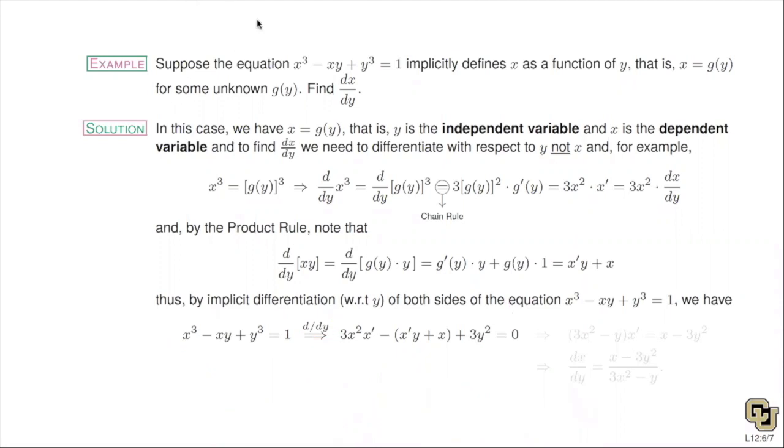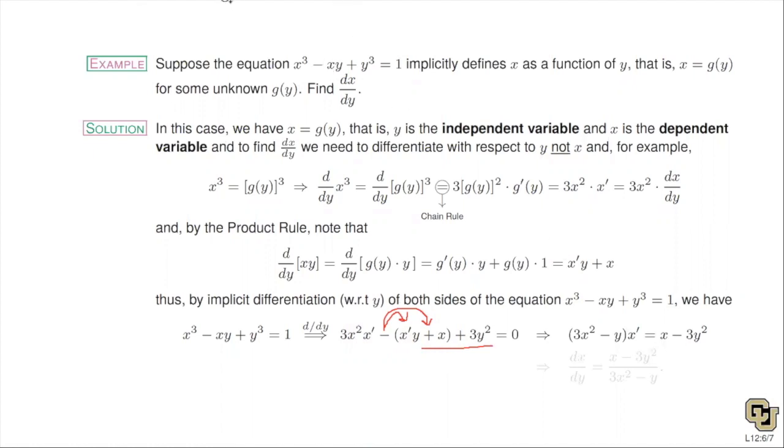Now it's just algebra. I'm collecting the terms that have x prime in them. Remember, we're trying to solve for dx dy or x prime. I'm going to move all the other terms to the other side. Be careful, this minus sign has to distribute. Then these terms, which will be a minus x plus 3y squared, get moved to the other side. So I factor out the x prime on the left side.